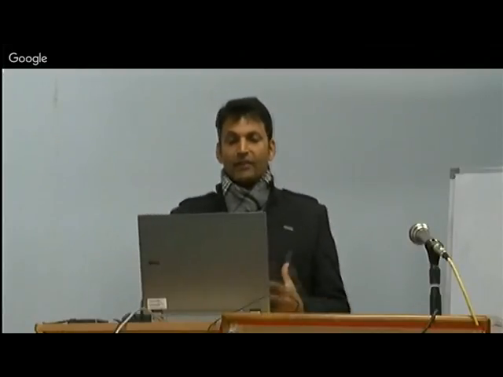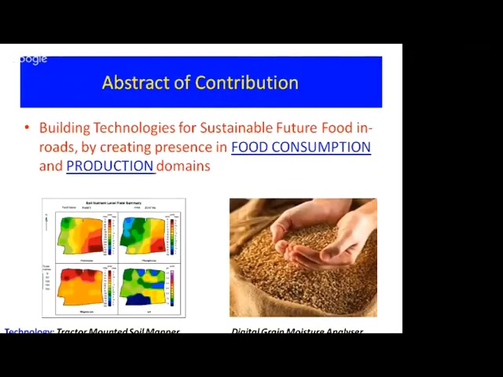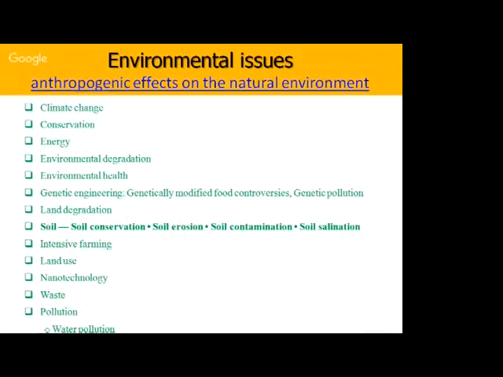So these two areas are very important. If they are not focused and worked upon, then we are not going to get the food, because in coming days, developed countries have already reached their plateau. You'll see in my slides now.